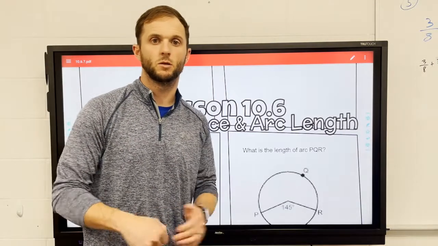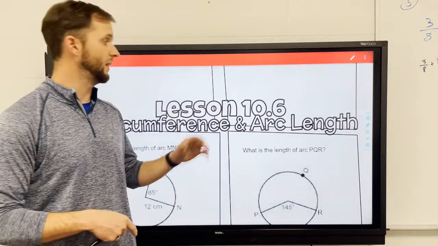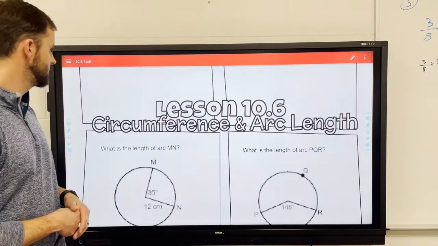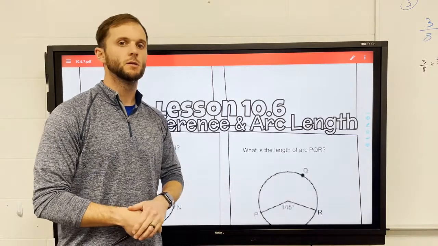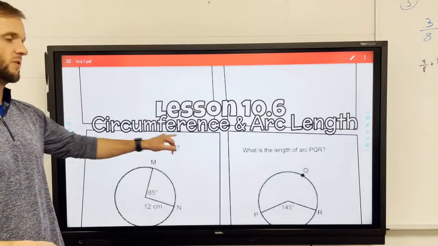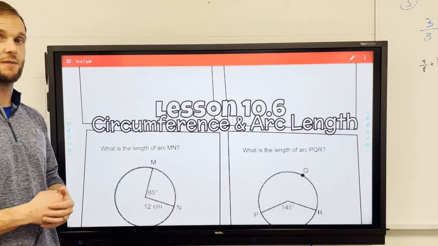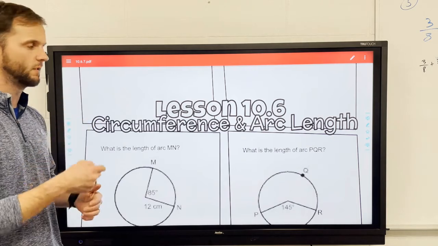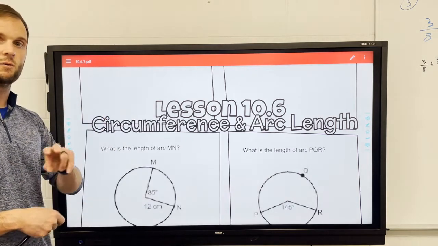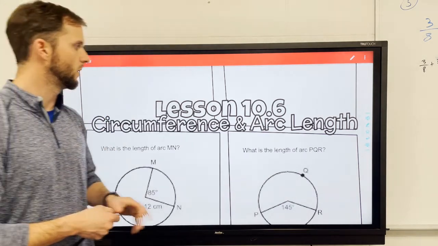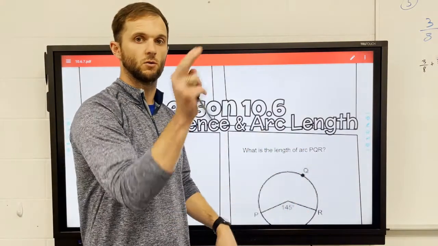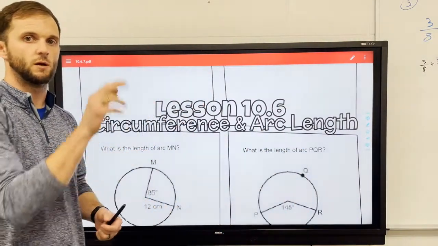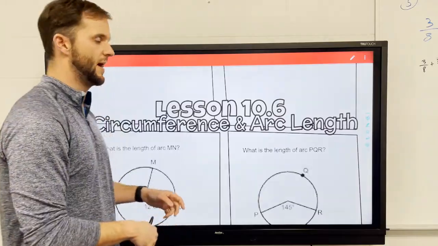So today we're moving into another lesson in Unit 10, which is going to be dealing with something called circumference and arc length. You guys have already dealt with circumference before in your earlier years of math. That's just the distance around the circle. But today you're going to be dealing with something you haven't necessarily seen before: we're going to be using the circumference to find the arc length of a circle, so the distance between 2 points on that circle. So let's go ahead and jump into that.